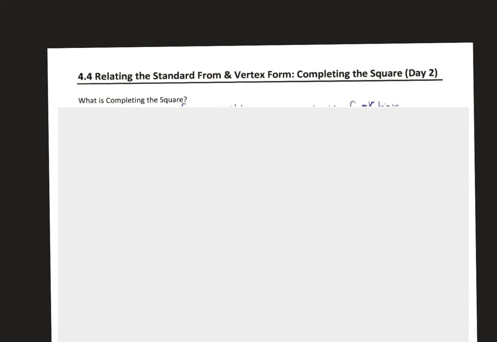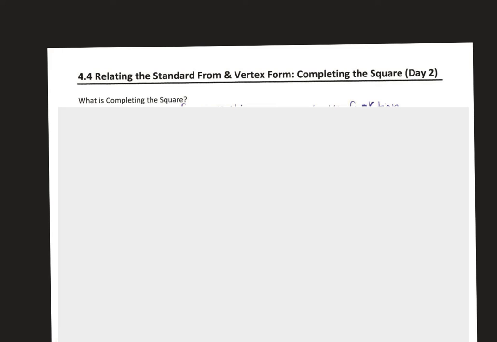Good morning, everyone. Today we're going to take a look at Unit 4, Lesson 4, relating the standard form and vertex form, completing the square, day 2. So we looked at day 1 when we were in class last. If you were away that day, make sure you complete that lesson first.